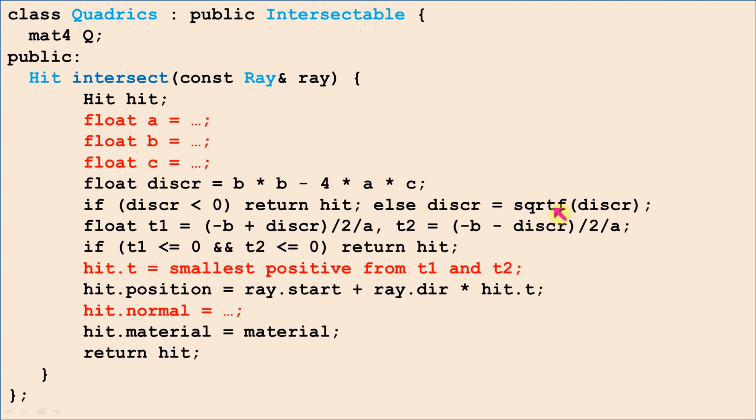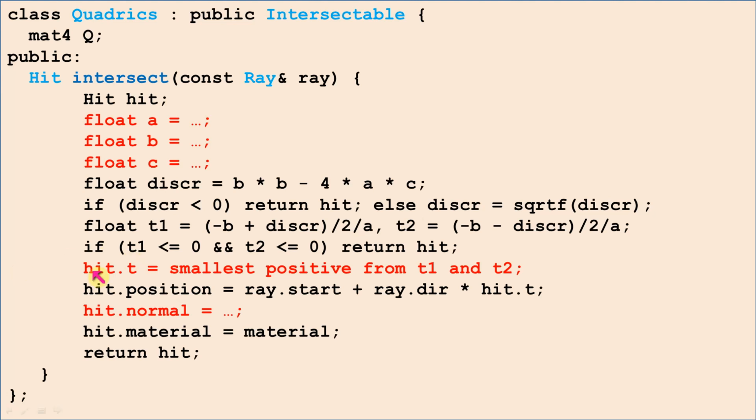Otherwise, the square root of the discriminant can be calculated, and we use the quadratic solution formula to get the two solutions t1 and t2. If both of them are negative, then the intersection is behind the starting point of the ray. The ray is just a half-line, so in fact there is no intersection with this half-line. There is only an intersection with the line that contains this half-line, but this is not valid, so we ignore it.